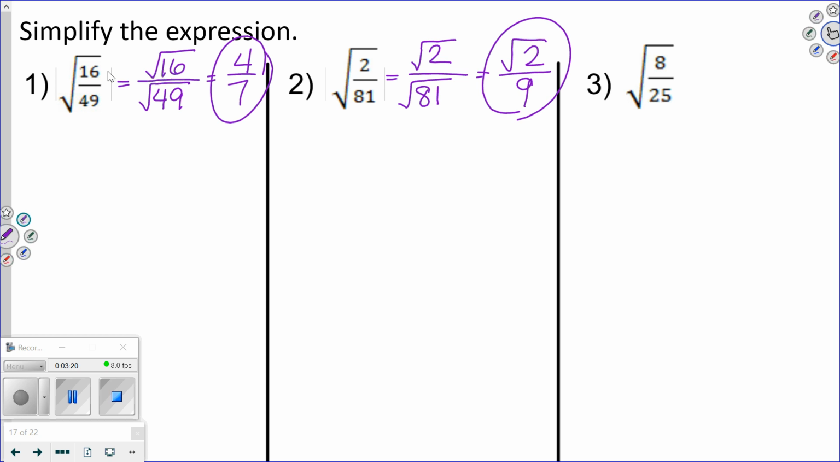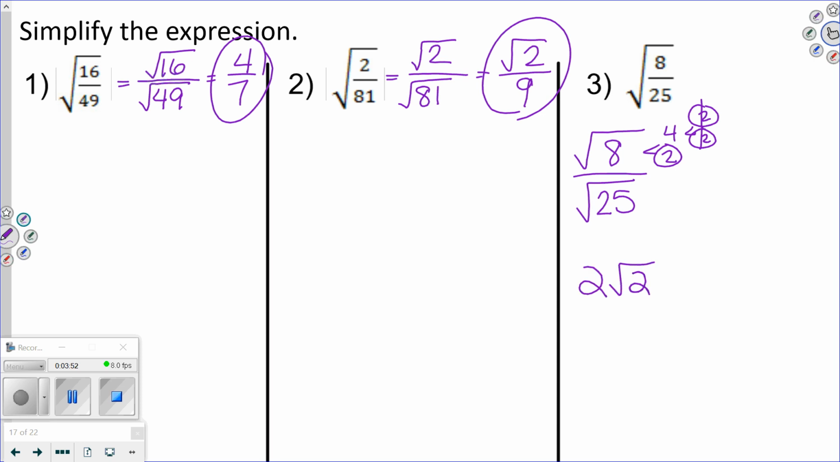All right, number 3. First thing, let's go ahead and split it apart. So radical 8 over radical 25. Square root of 8, can I simplify it? Yeah. So we'll have to do the factor tree. So that's 4 and 2 and 2 and 2. So I have a pair of 2's which come out, a leftover 2 which goes in. Can you simplify the bottom? Radical 25. That's just 5.